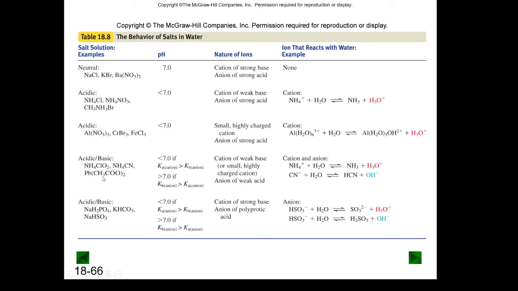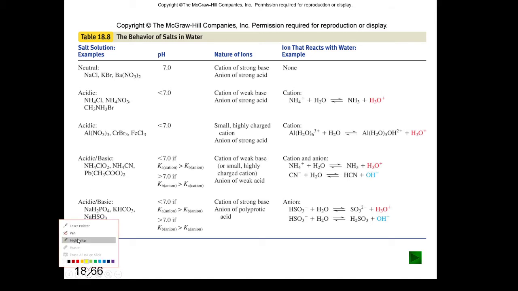This is a weak base and this is a weak acid. What happens? Well, you could kind of create both. It just depends on comparing the Ka to the Kb. What is ammonium's Ka value versus chlorite's Kb value? Compare them, and that would tell you what the pH would be.